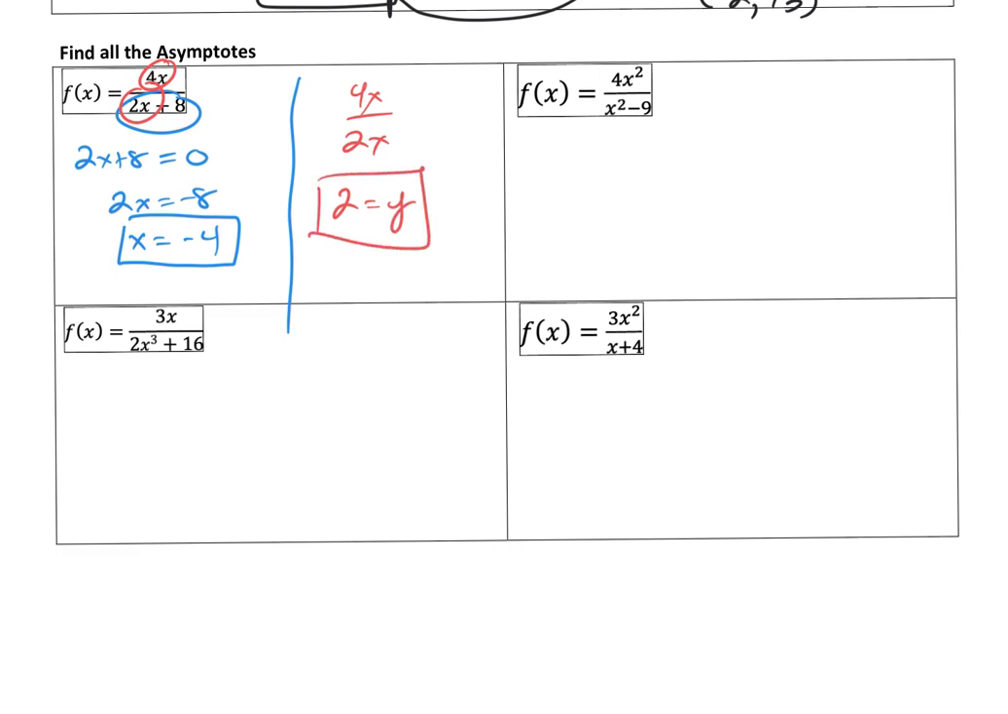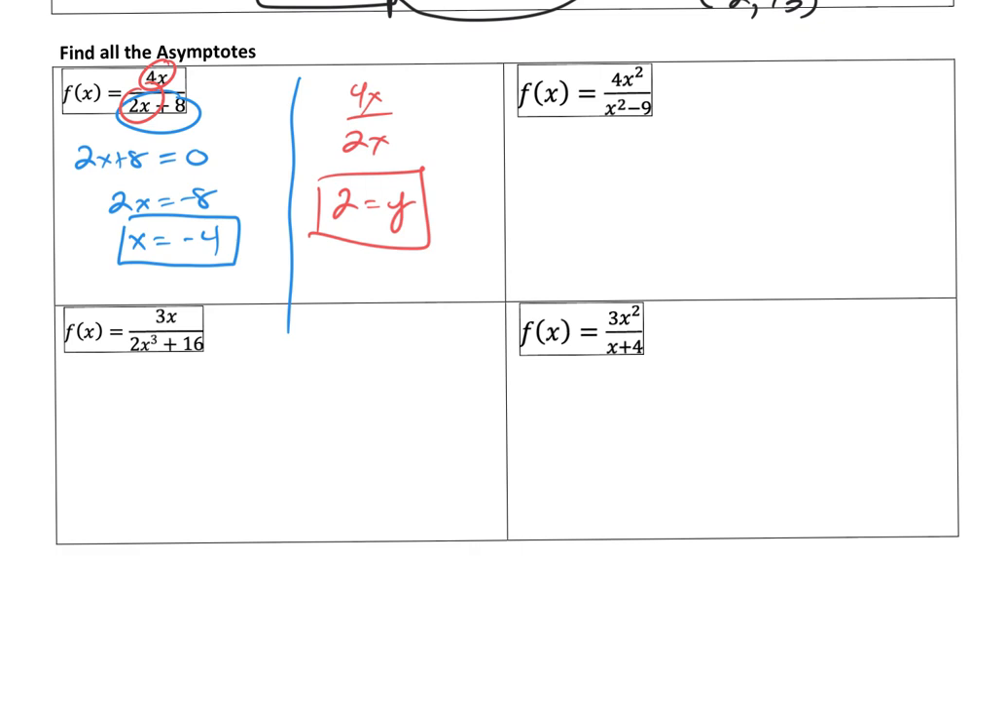All right, we're going to go ahead and look at another example, 4x squared over x squared minus 9. What I want you to do is go ahead and identify the vertical asymptotes, and then also identify the horizontal asymptotes, and check your answer and see how you did. So go ahead and do that now, and submit your answer.